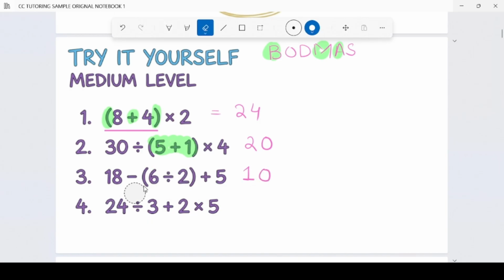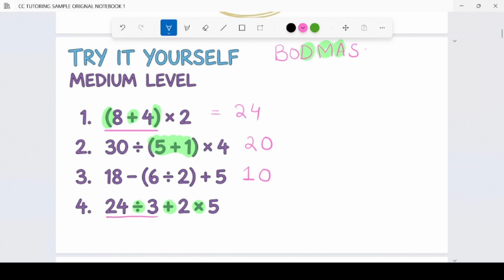Now moving forward again. Okay, we don't have a bracket in this case, but we have division, we have addition, and we have multiplication. According to BODMAS, we'll solve division first, then multiplication, and then addition. Let me give it a try. So 24 divided by 3, we'll just solve it. 3 ones are 3, 3 twos are 6, 3 threes are 9, 3 fours are 12, 3 fives are 15, 3 sixes are 18, 3 sevens are 21, 3 eights are 24.